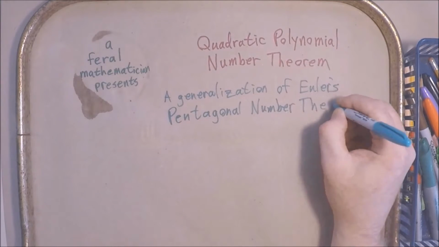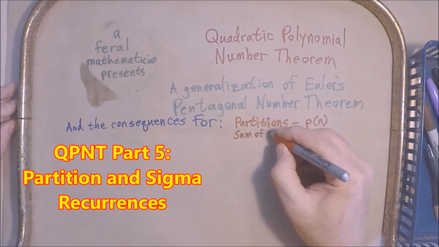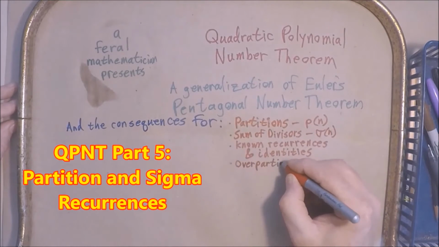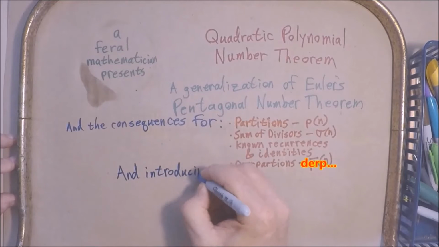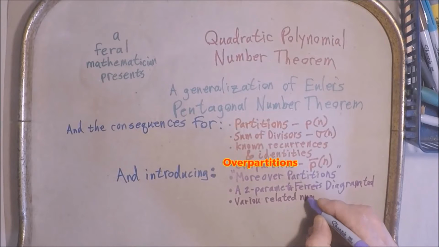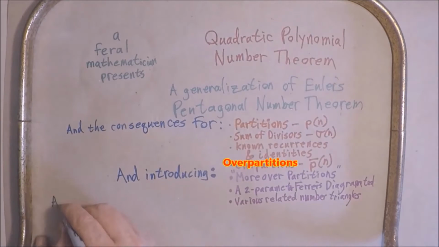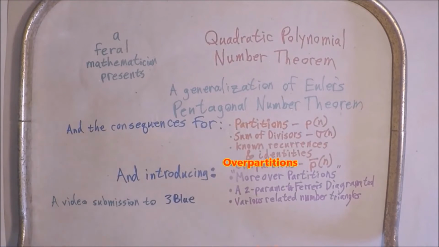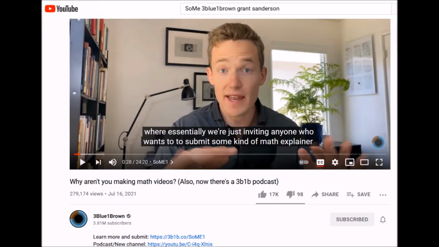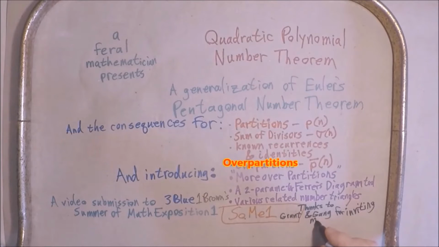Hello, and thank you for watching my video. This is called Quadratic Polynomial Number Theorem, and it is a generalization of Euler's pentagonal number theorem, and we'll see what that means for known results, and we'll look at some new things too. And this is a submission to 3Blue1Brown's Summer of Math Exposition 1, SOME1. Thanks, Grant and gang, for inviting me.